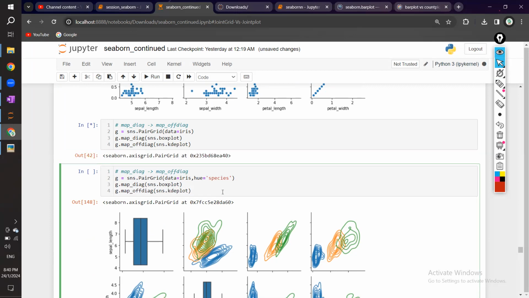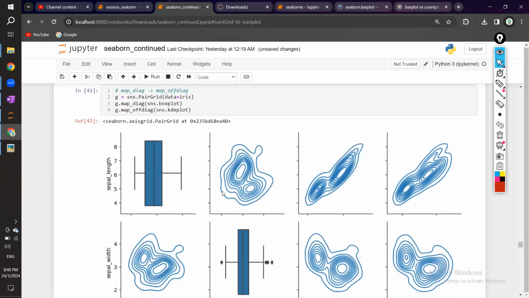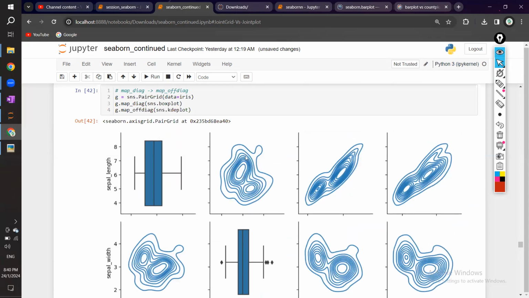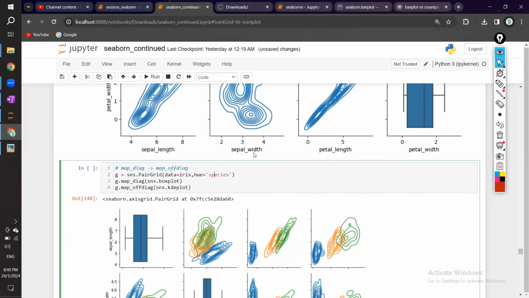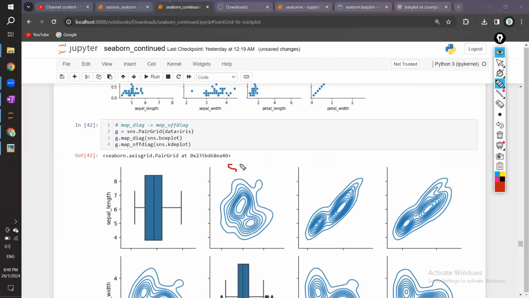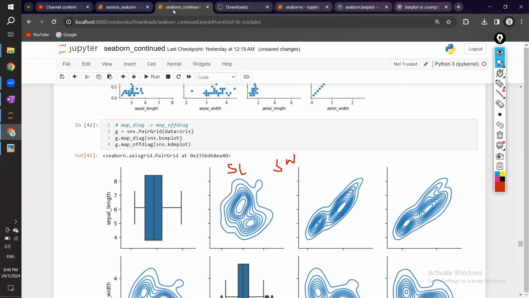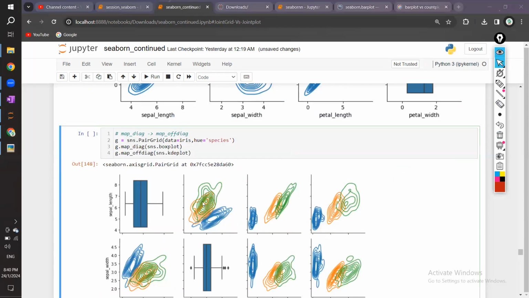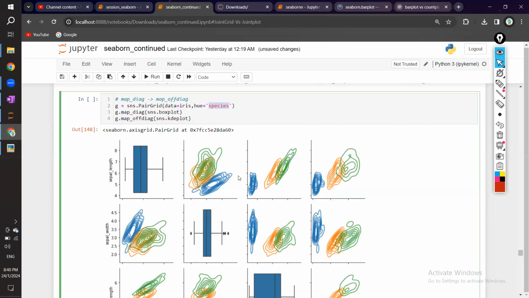Just give it a second. Okay, see. These are all box plots in the diagonal, and this is just sepal length and sepal width. These two columns, combined KDE, just like this. But when you put the hue parameter, you also have its segregation between three different categories. Is this clear, guys? Did you follow?